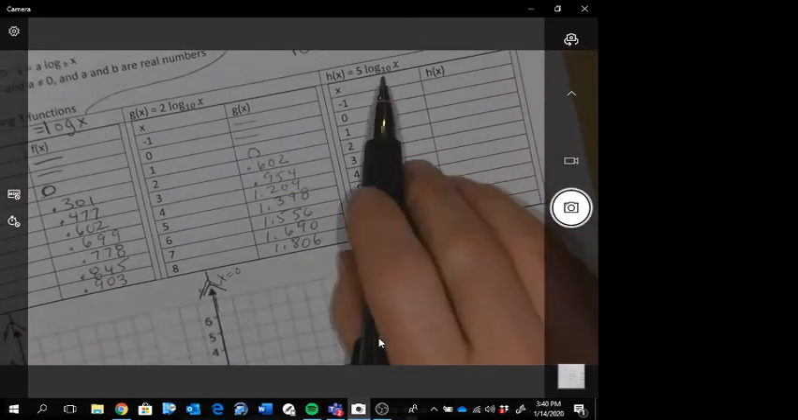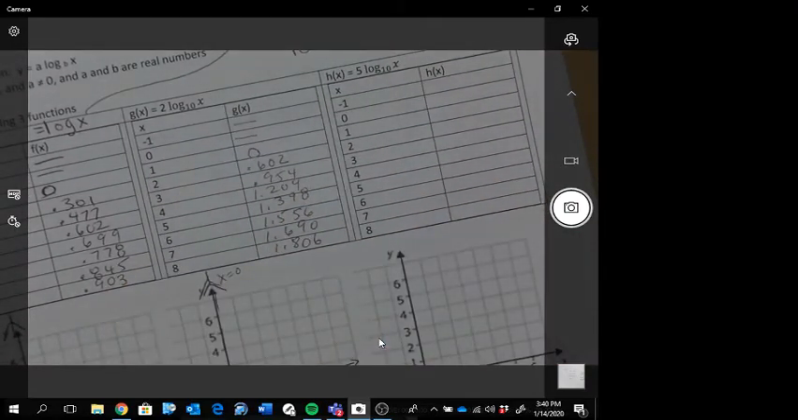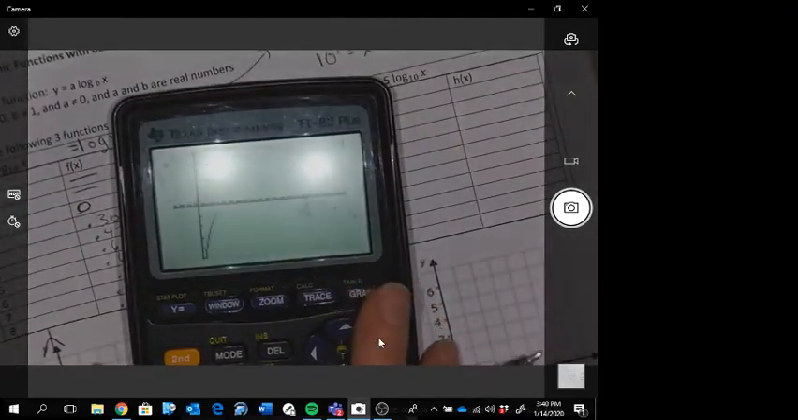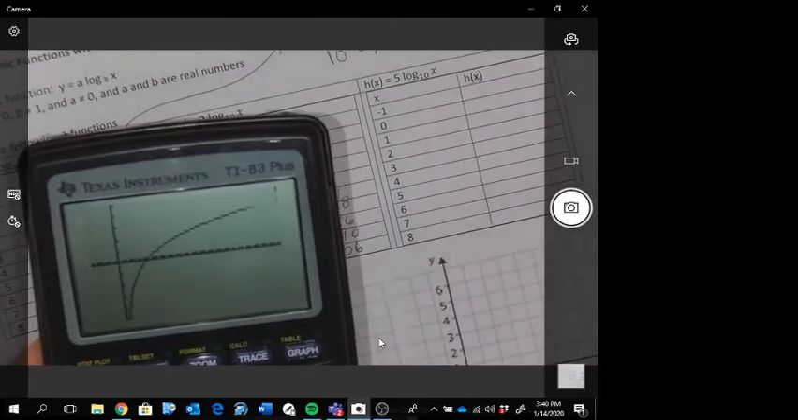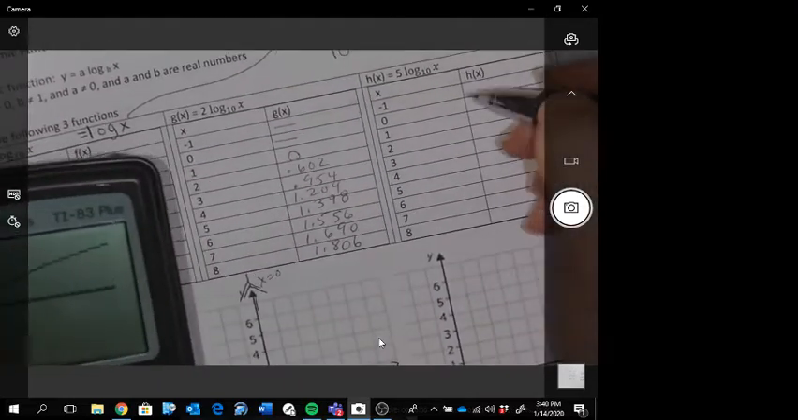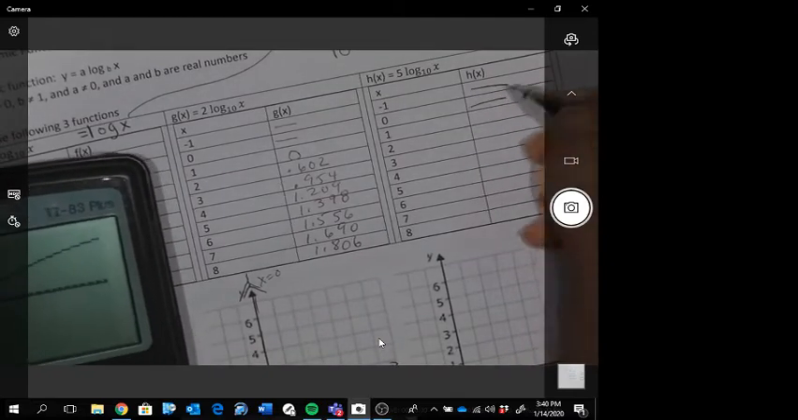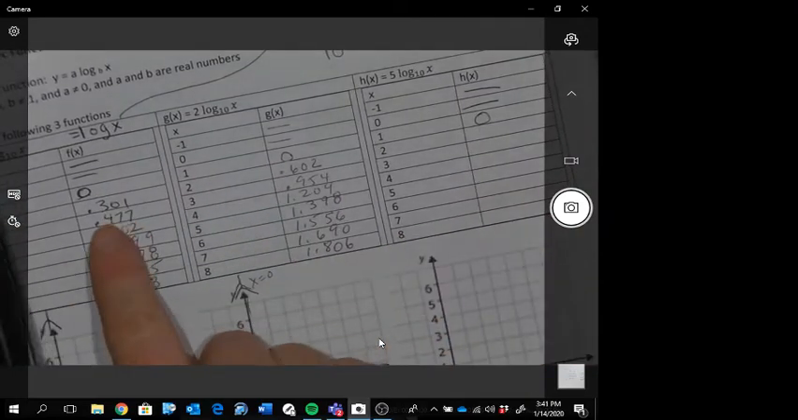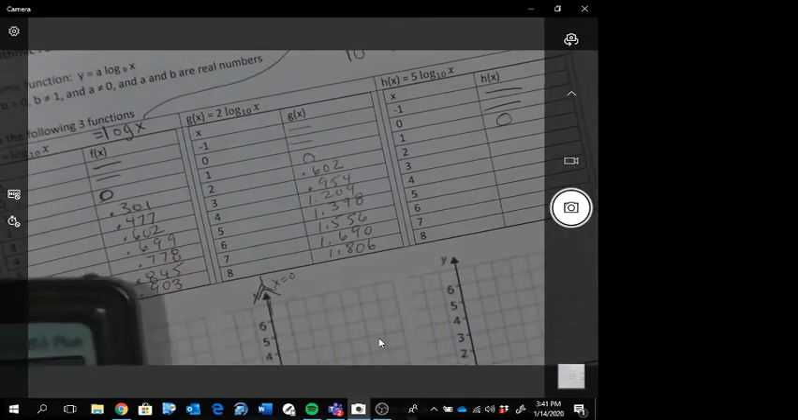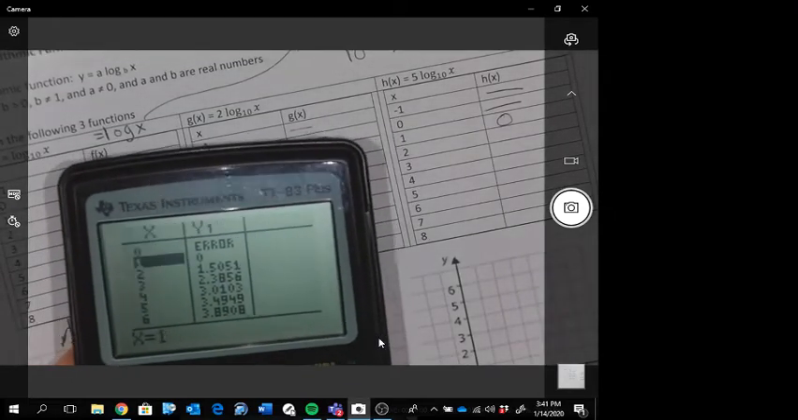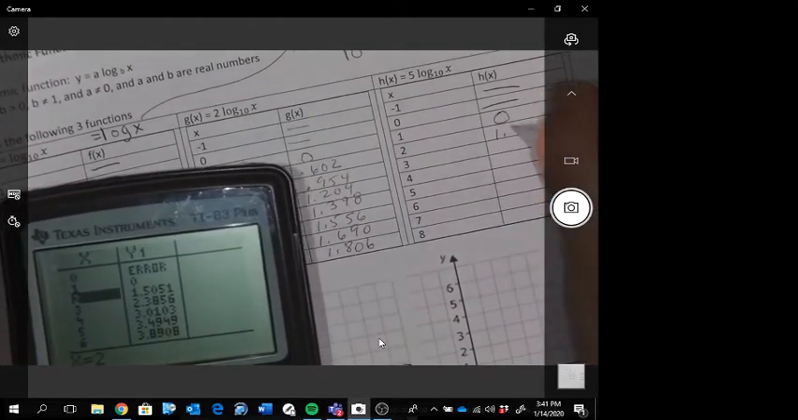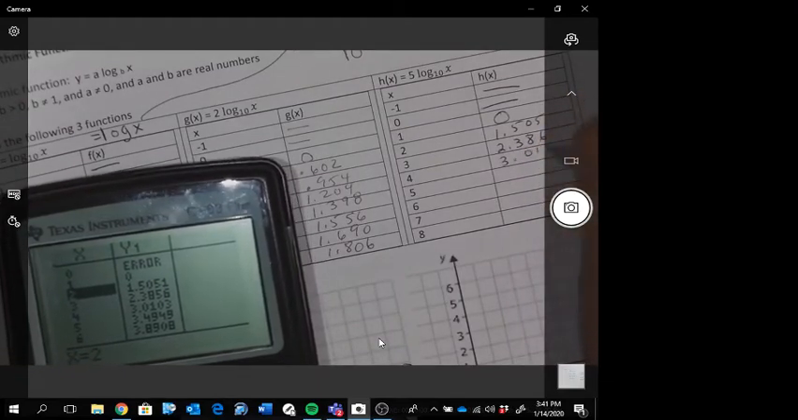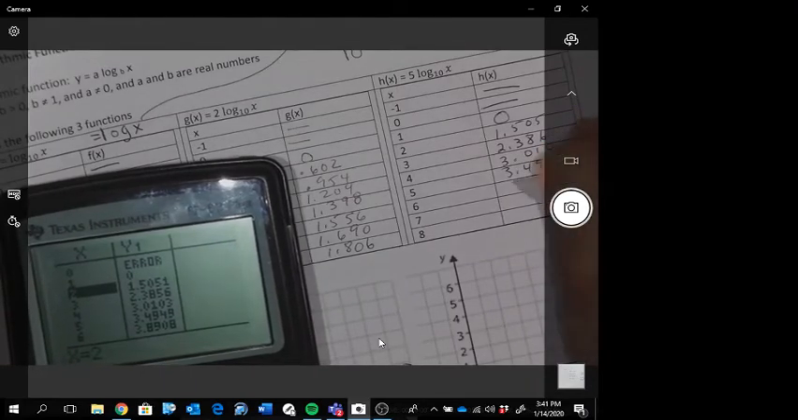Okay, so if we put a 5 in front, what is the prediction that will happen? Okay, so change that to 5 log x. The prediction is that it's going to get higher. So I'm going to guess that this is error, this is error, this is probably still going to be 0, and this is going to be 5 times that amount. That's my prediction. So error, 0, 1.505, 2.386, 3.010, and so on.